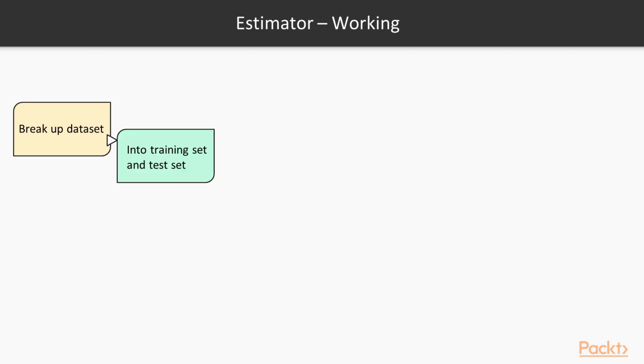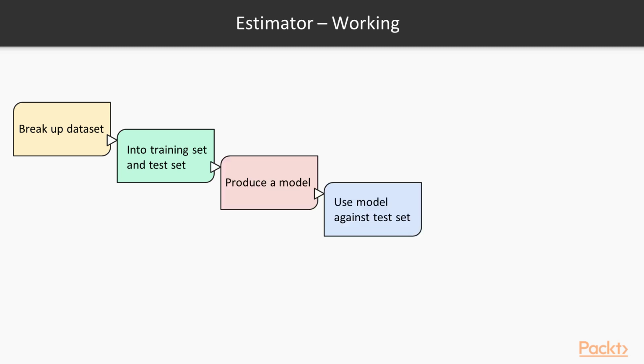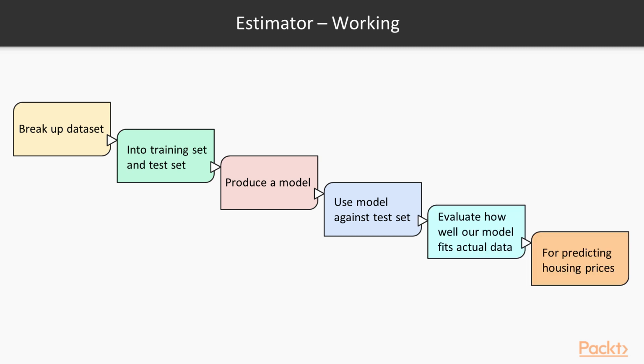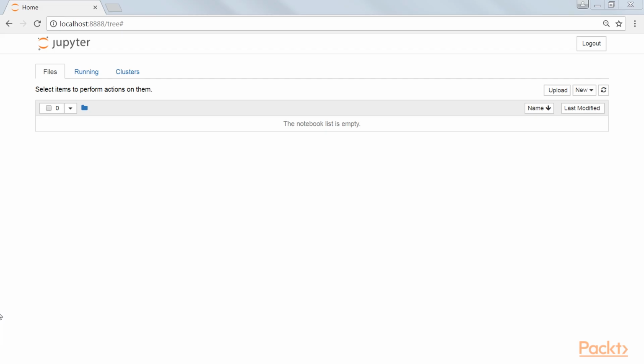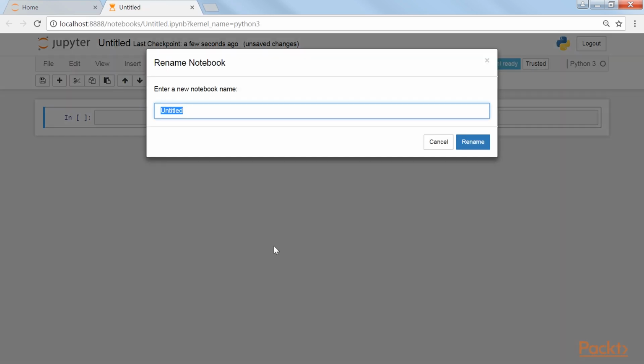There are a number of factors, including a price factor. First, we will break up the dataset into a training set and a test set. From the training set, we will produce a model. We will then use the model against the test set and evaluate how well our model fits the actual data for predicting housing prices. Let's go to Jupyter Server. Just open a new Python notebook and rename the notebook as Make a Prediction using scikit-learn.